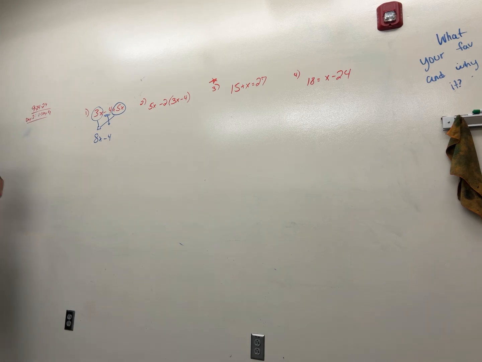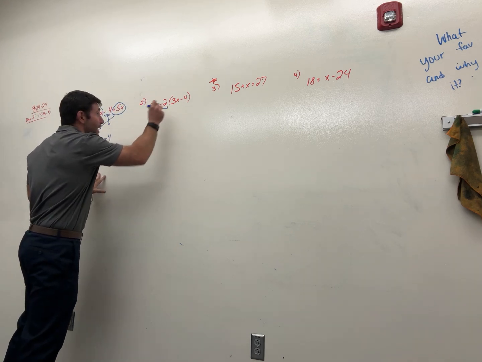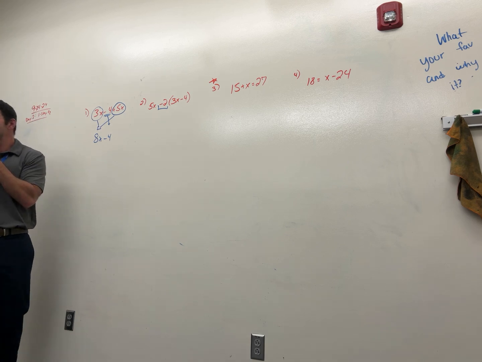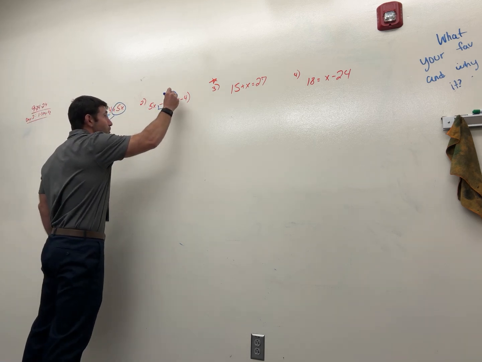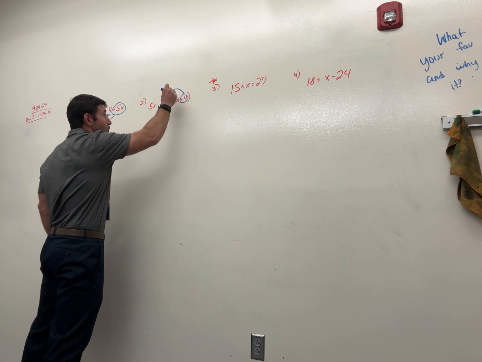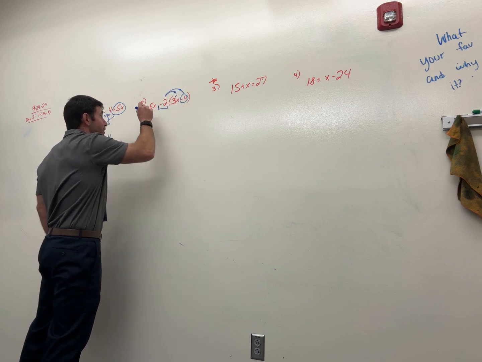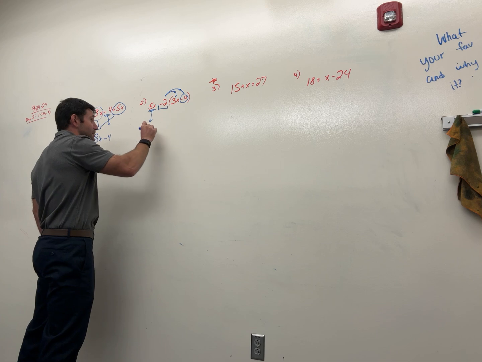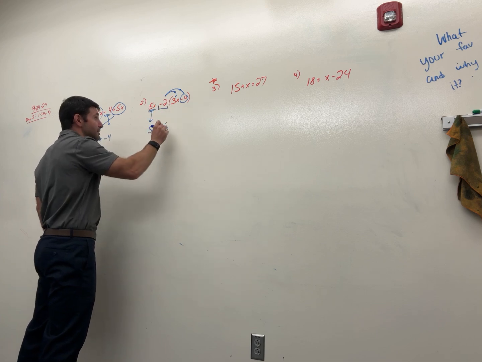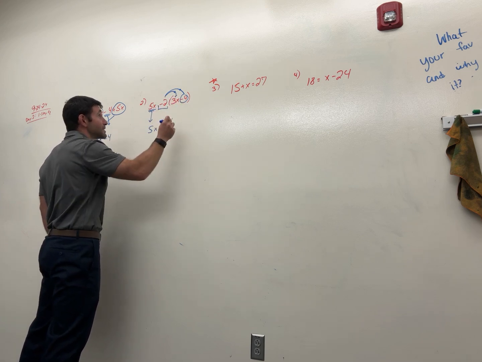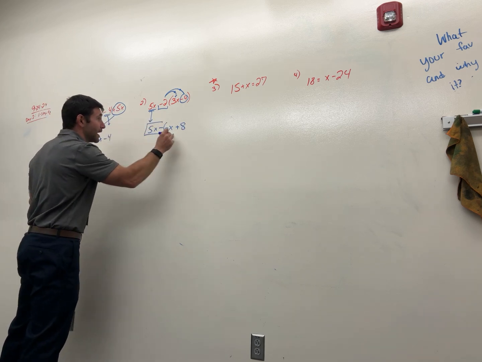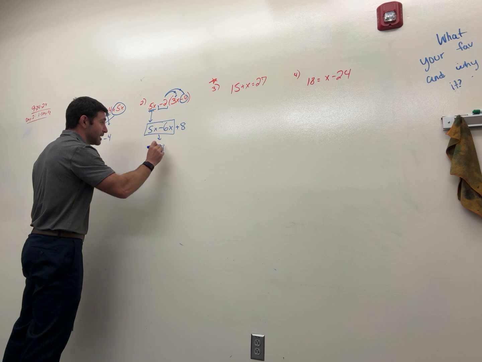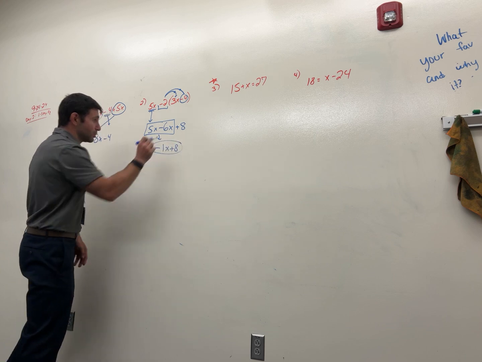Nice and easy. This, we have negative 2 that's smack dab up against the parentheses. We have to multiply that negative 2. That's what is distributing. And when we distribute, we multiply. 5x didn't get touched, it comes down. Negative 2 times 3x is negative 6x. Negative 2 times negative 4 is positive 8. Now I have 5x minus 6x, which is negative 1x plus 8.